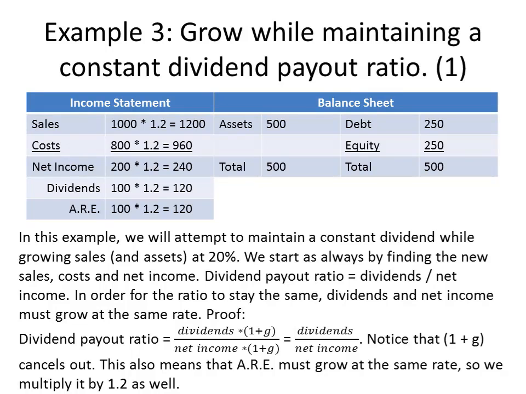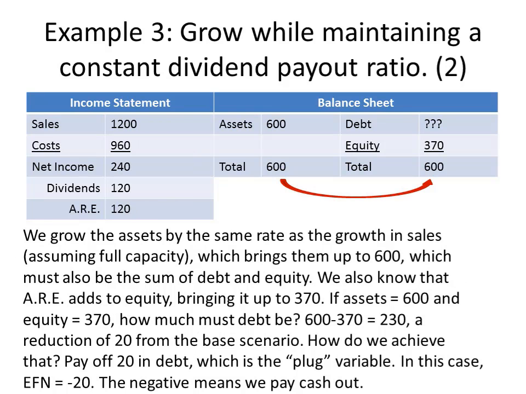And we know that net income flows to dividends and addition to retained earnings. So the remainder of that net income must flow into addition to retained earnings. 240 minus 120 is 120. As in the two previous examples, we assume full capacity, which means we need to grow the assets at the same rate that we grow sales, which brings them up to 600.